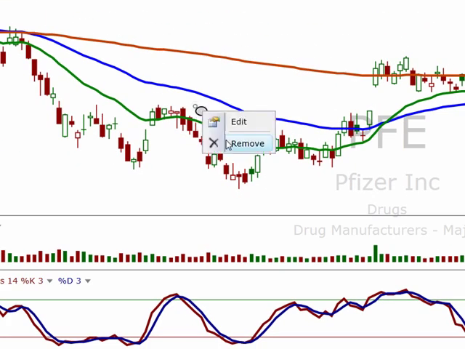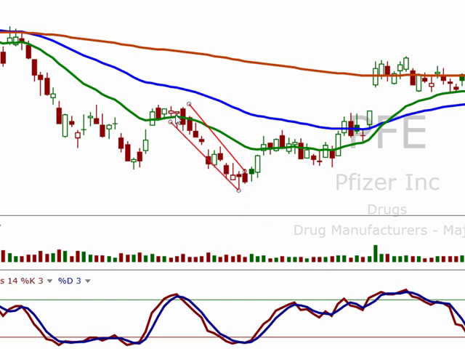Okay, let me erase this for you. See if we can get the trend line going over here. Okay, this would be a trend line. At the bottom of this downtrend, we see a hammer, right there. A lot of times, this is a good time.